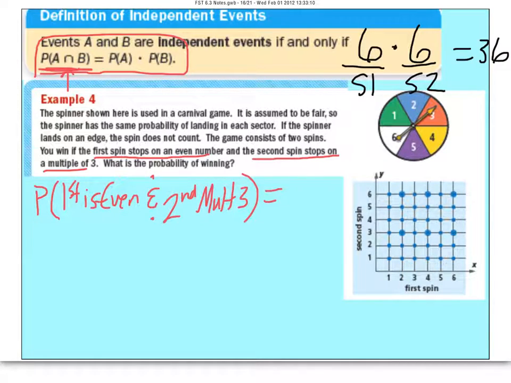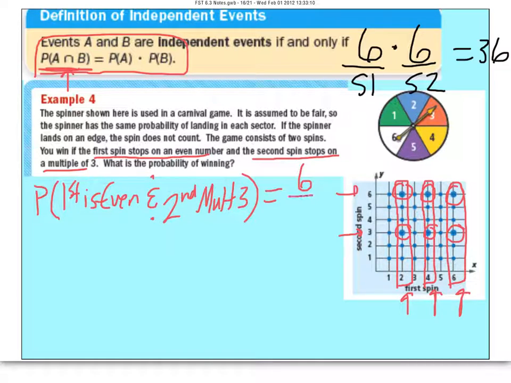So to find that, I'm just going to actually look over at this grid, find where the first ones are even, which are going to be here and here. So the first one has to be even, so it could be any one of these 3 rows, but at the same time, the second has to be a multiple of 3. So that would be a 3 or a 6. So the ones that make it would be this, those 3 here, and these 3 here. So the probability that both the first is an even and the second is a multiple of 3 is going to be 6 out of 36.